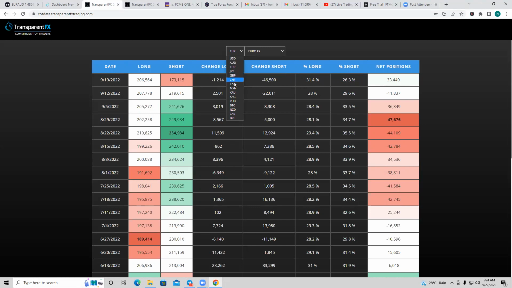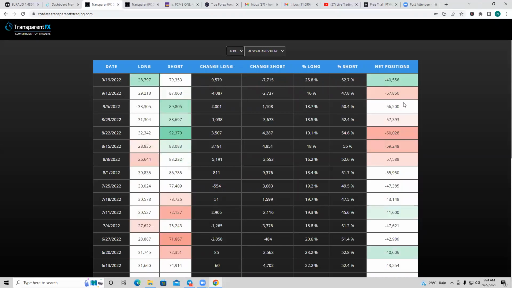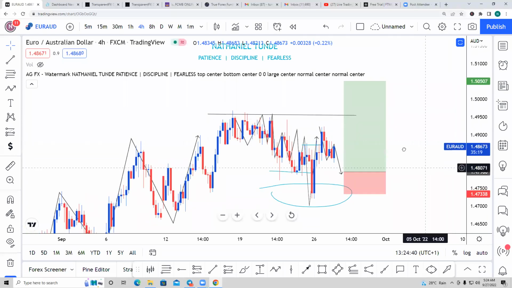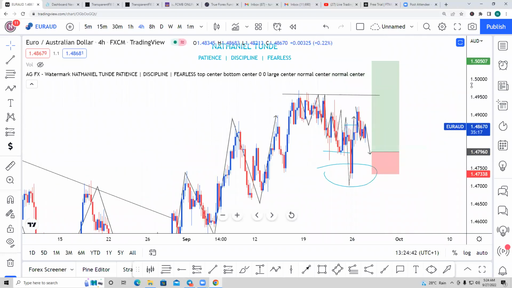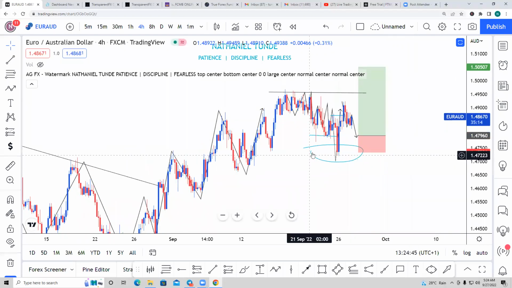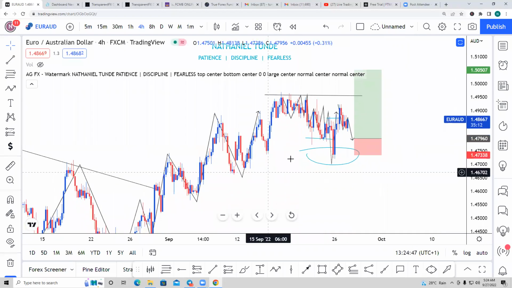And then let's see AUD right here. You can see the net position is negative. Those that were shorting, the position on the short of AUD is 52%, and that for the long is 25%. So AUD is expected to be weak, and Euro is expected to be bullish. Based on that, it's perfectly in line with this analysis that we're expecting some move to the upside for Euro AUD. So that's it, guys.